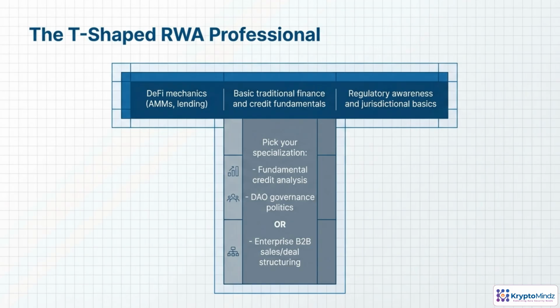You can think of your RWA skills as a T-shape. The horizontal bar is your shared foundation. You understand DeFi mechanics like AMMs and lending, you're fluent in basic credit and finance, and you're comfortable when regulation or jurisdictions come up. Then you go deep on one vertical. You might specialize in fundamental credit analysis, become the governance and politics person inside DAOs, or focus on enterprise B2B sales and deal structuring. The most effective profiles combine that broad fluency with one sharp, compounding edge.